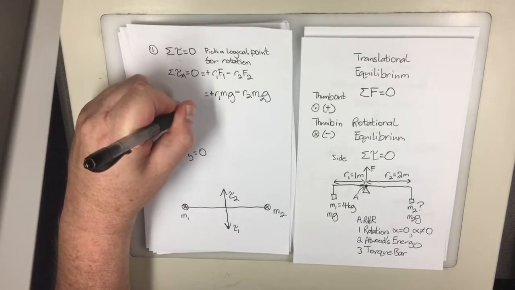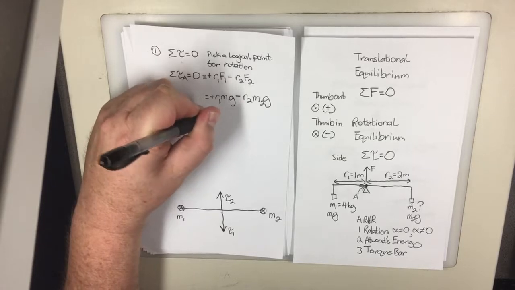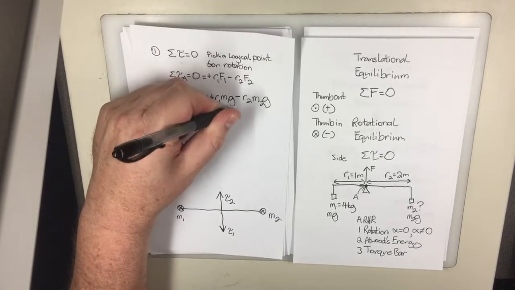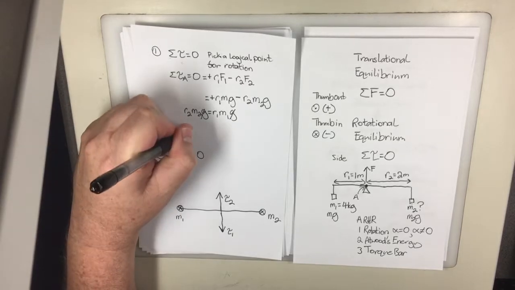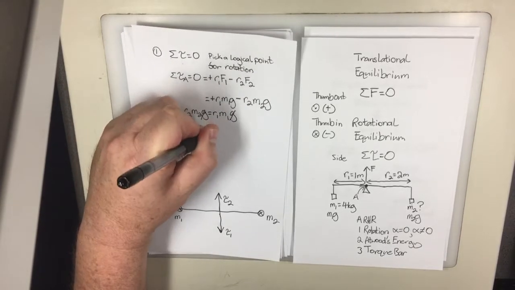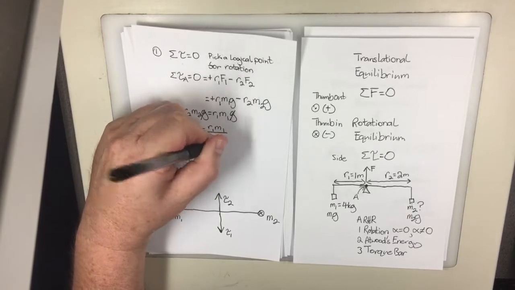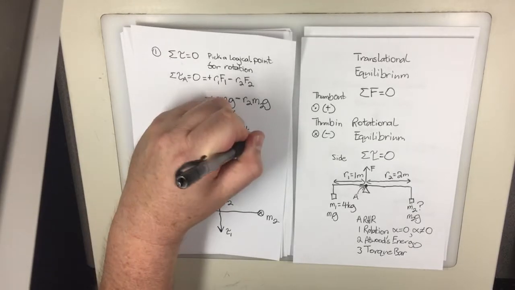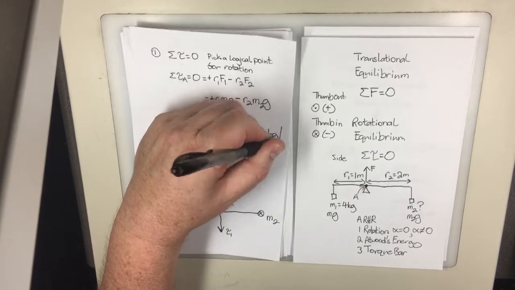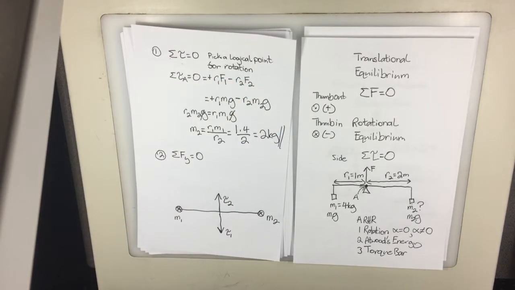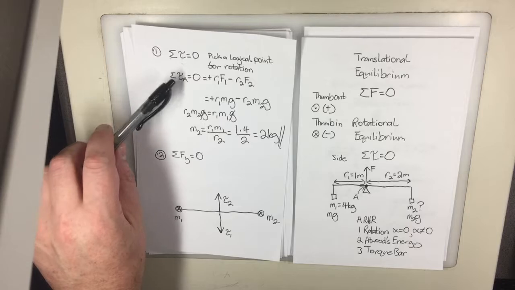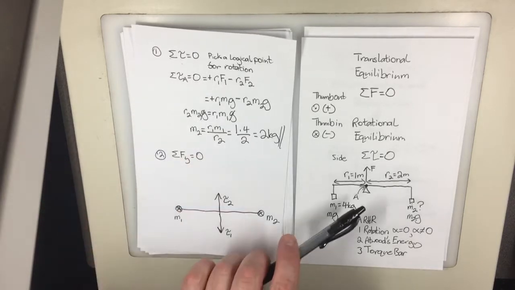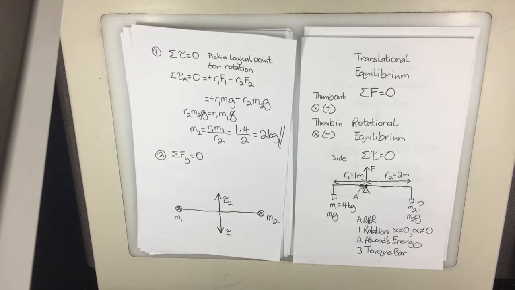So this becomes R2 M2G equals R1 M1G. The G's cancel. I'm looking for M2. M2 equals R1 M1 over R2. So R1 is 1, M1 is 4, R2 is 2, so it's 2 kilograms. And that's the mass of M2. You start with rotational equilibrium, you assign a fulcrum, you identify your torques, and then you look for what's missing.